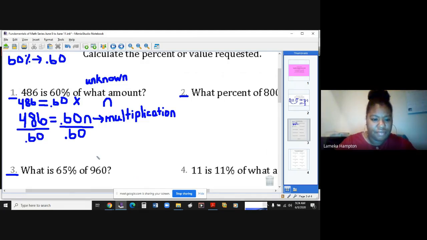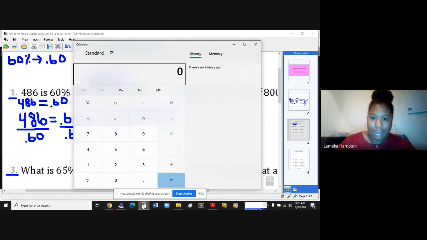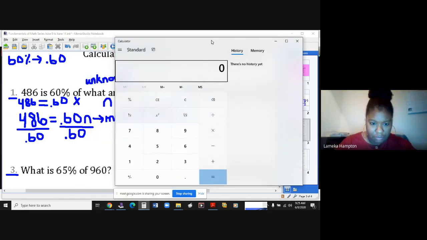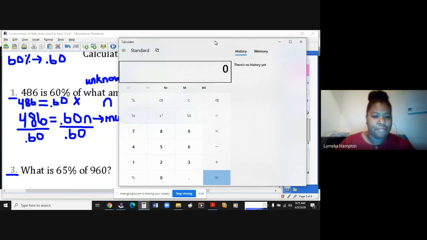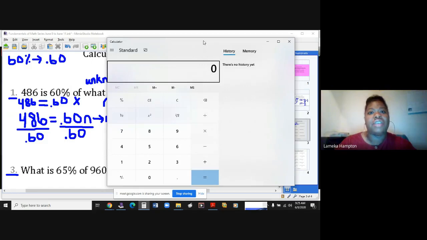Now, this is where you are going to have to use your calculator. I'm going to go ahead and pull mine up and hopefully you all can see it. And if you can't see it on the playback video, my apologies, but I really hope that you can.